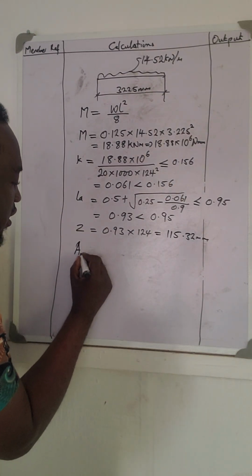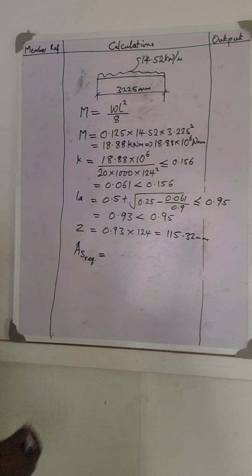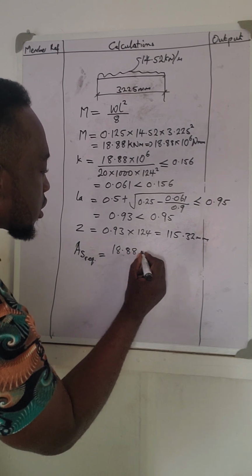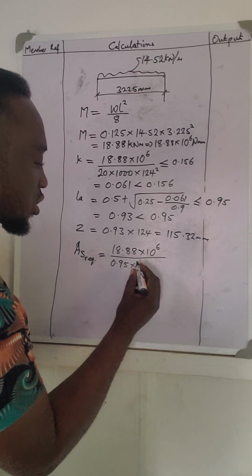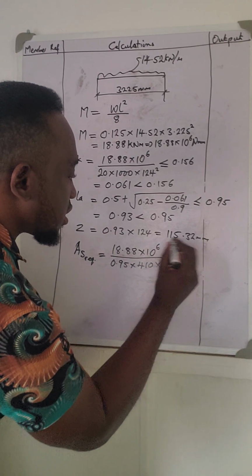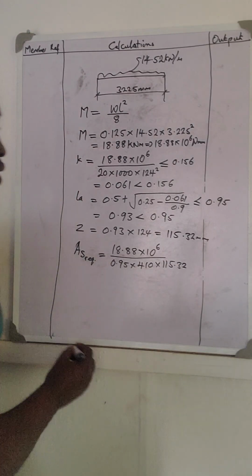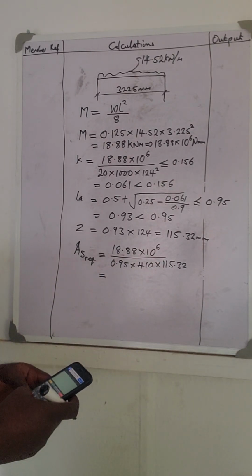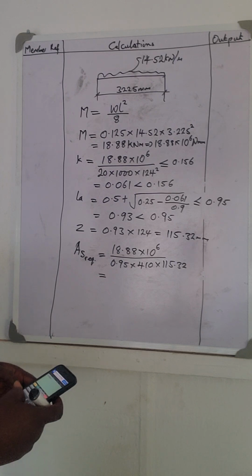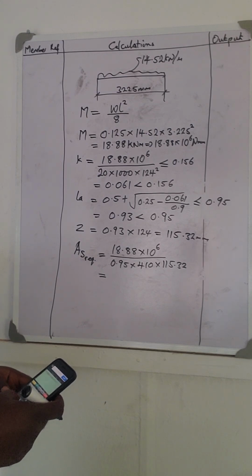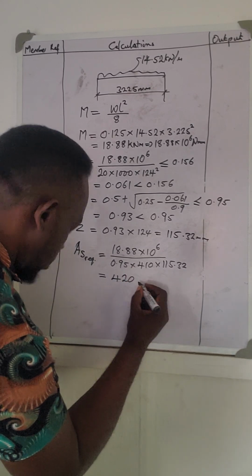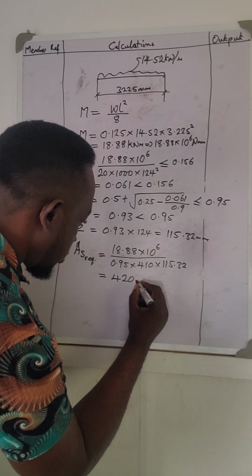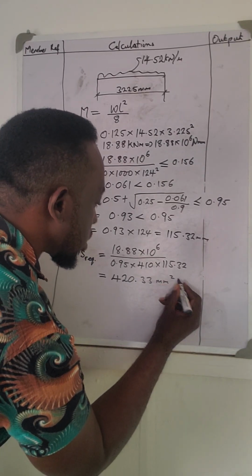Okay. What's our next step? Is to solve for AS. AS required, which is equals to 18.88 multiplied by 10 raised to the power 6 all over 0.95, which is a constant, multiplied by characteristic strength of steel 410 multiplied by Z 115.32. Right? We're going to have, after computing, 18.88 exponential 6 divided by 0.95 multiplied by 410 multiplied by 115.32. This one will give me 420.33 millimeters square.